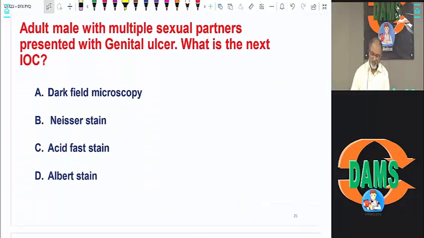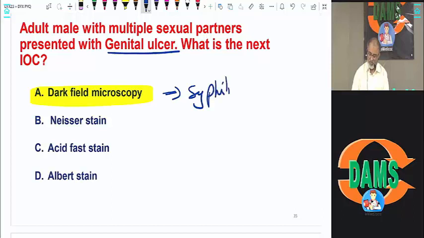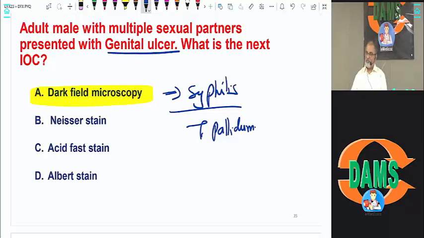Adult male with multiple sex partners presents with genital ulcer. What is the next step? You can go for dark field microscope. What can you see? Syphilis, Treponema pallidum. You can demonstrate Treponema pallidum. Genital ulcer, painless ulcer, that is important.